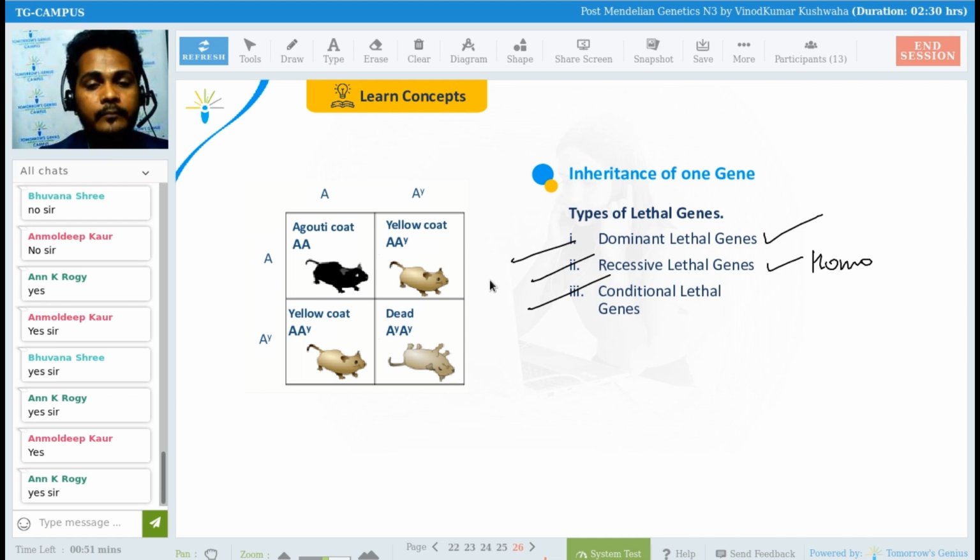So in conditional, the environment acts like a trigger for the gene. Environment plays an important role in changing that. As I told you, conditional means environment is the condition. If you provide a suitable environment for that particular organism, it is normal. But if there is any change in that environment, that gene may affect it significantly. So that individual is killed because of that lethal gene. That is a conditional lethal gene. Clear?